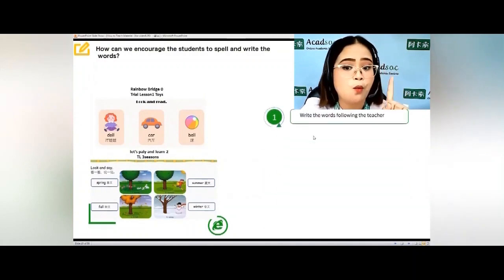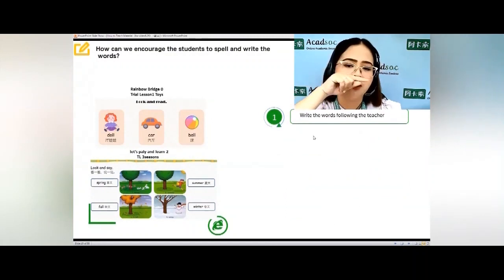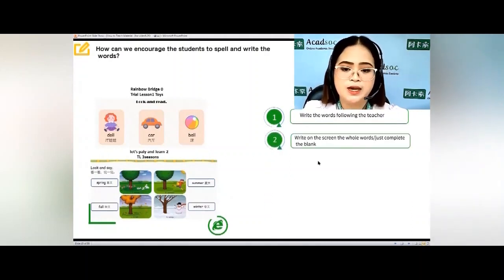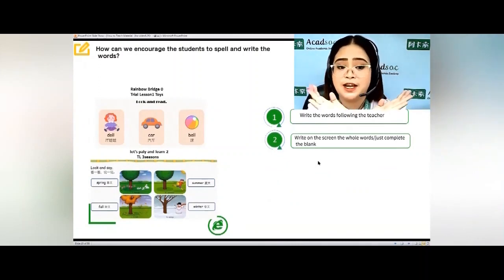We've got here number one, write the words following the teacher. Say, for example, you write it on the board. Car. Write it on the board. And you would need to ask your student to follow you. Next is, write it on the screen, the whole word, or put it like fill in the blanks.